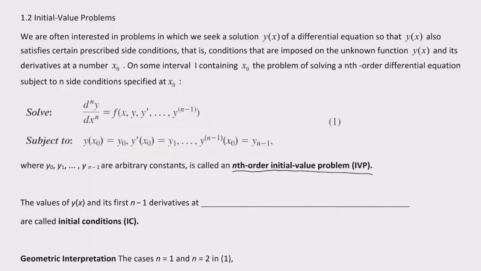All right, the values of y of x and its n minus 1 derivatives at x naught, maybe some potential y value, y of x naught equals some y naught, or maybe the derivative, up to the nth derivative, one degree less than the derivative that I'm given. So if I have a fifth degree differential equation, I need 4 initial conditions in order to solve that.